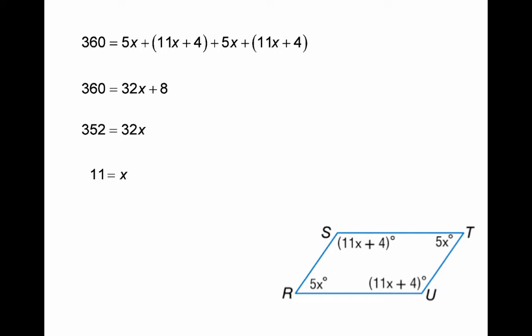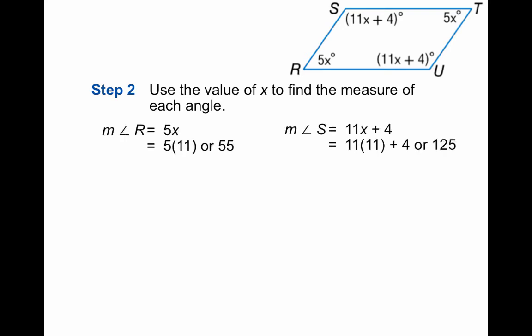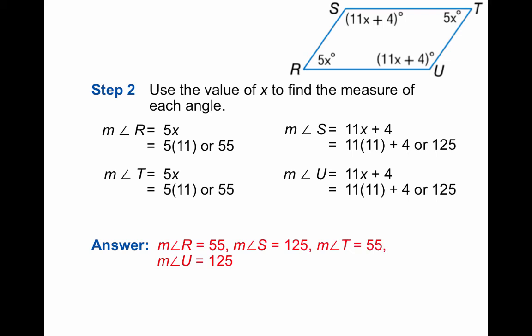So remember to read your directions. If it wants the angle measures in the shape, you need to plug x back in. And that's exactly what we did. So in step 2, we are plugging in all of our angle measures here, and we get that angle R is 55 degrees, angle S is 125 degrees, angle T is 55, and angle U is 125. Both have the same formulas, so when you plug them in, you should get the same numbers. If you don't, make sure you double check your math. So there's your 4 angle measures that they were looking for.